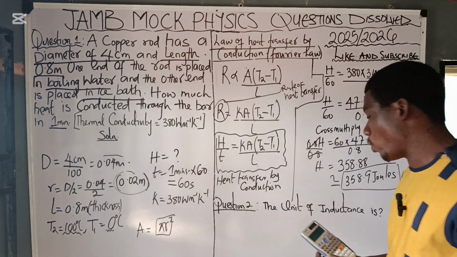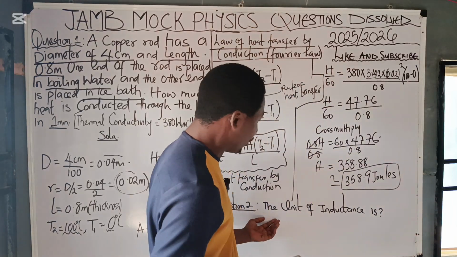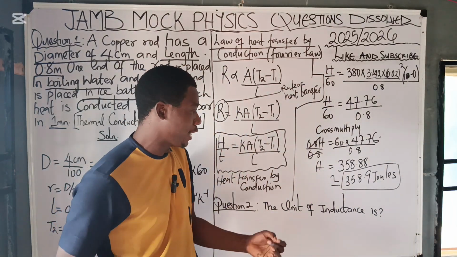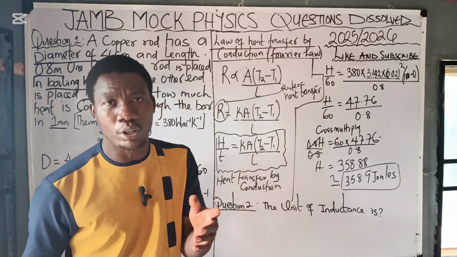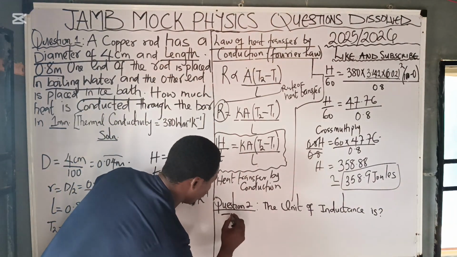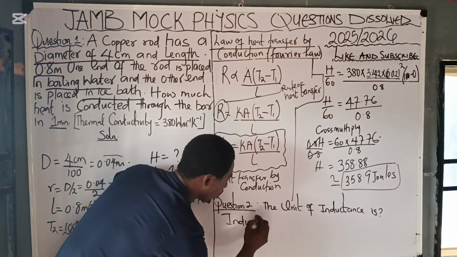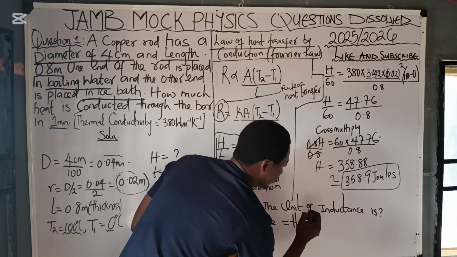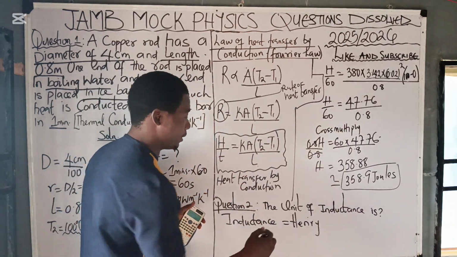Now let's take the next question. The next question says, what is the unit of inductance? Maybe you came across this question in your JAMB or exam and you were unable to answer it. Here's the answer: your inductance is measured in Henry. Please take note, the unit of inductance is Henry.